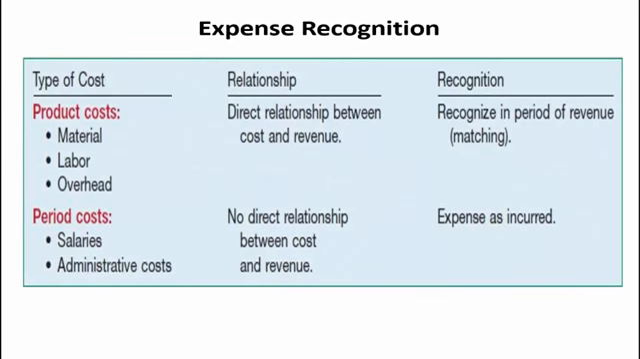What is expense recognition? Simply, we can see a diagram where there are two types of cost: product cost and period cost. Product cost has a relationship with cost and revenue, but period cost has no relationship with cost and revenue. Product cost is recognized in the period when it generates revenue. Then it is considered an expense. But period cost is considered an expense when it is incurred.